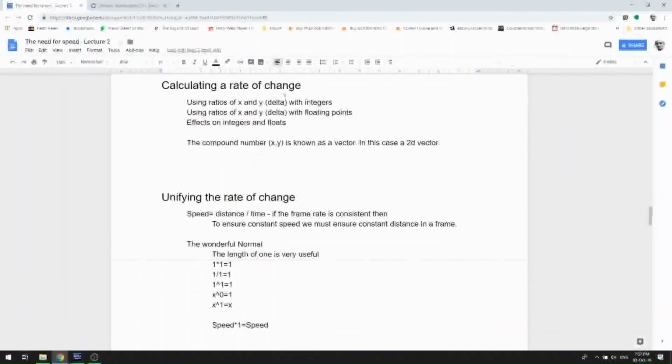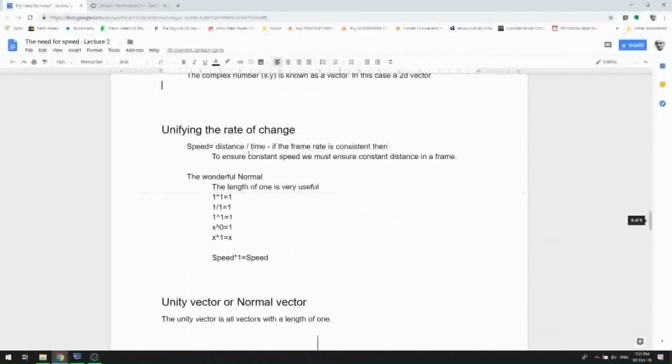So we've calculated a rate of change, we've looked at the effects of integers and floats, and we've looked at some of the problems. We know that the compound number, the complex number, that should read, I'm going to fix that now. We know that the complex number xy is known as a vector. We know that it's a 2D vector. What we should be looking at is unifying the rate of change, which means we need to make sure that we have a unit vector.